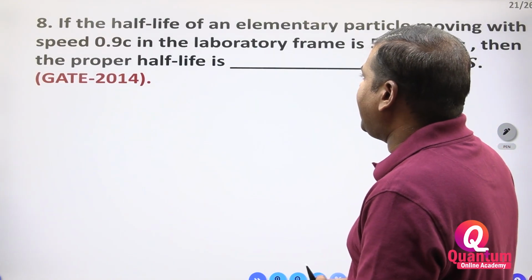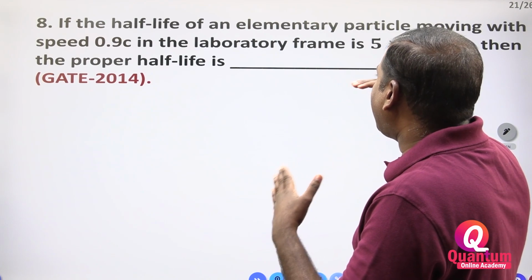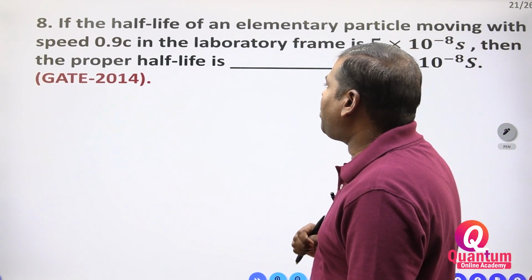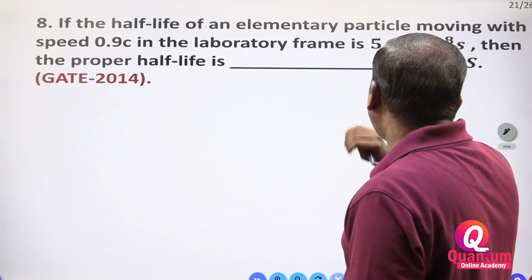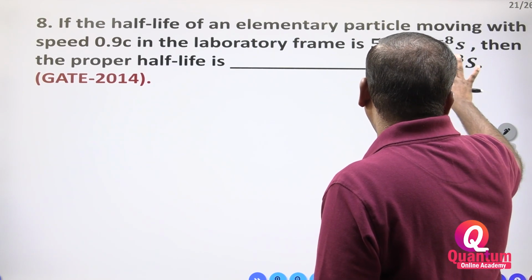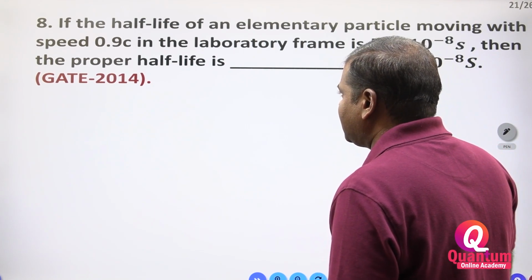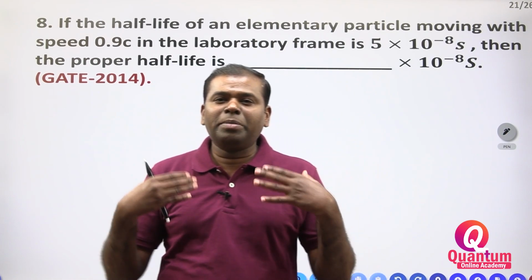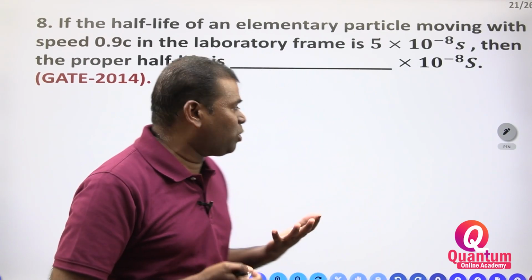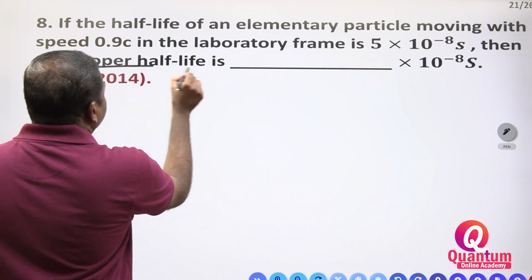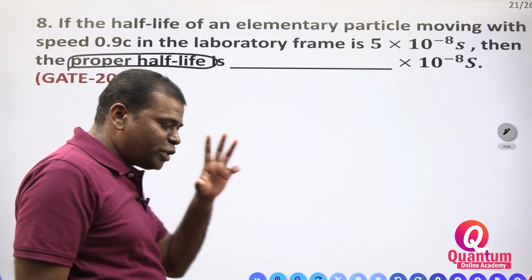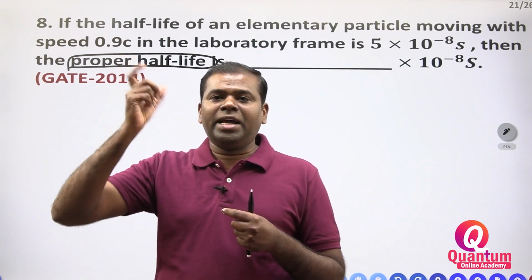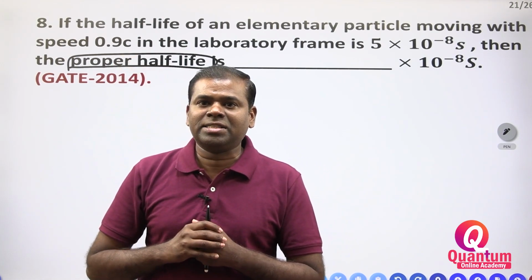Now, the 8th one. The half-life of an elementary particle moving with speed 0.9 c in the laboratory frame is 5 into 10 to the power of minus 8 seconds. Then what is the proper half-life time? This question belongs to the special theory of relativity. There are two concepts in special theory of relativity: one is time dilation, another one is length contraction.